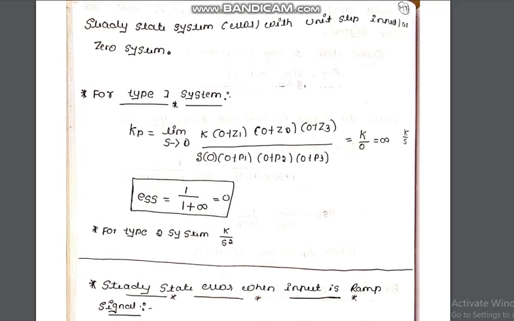So therefore, steady state error ESS for a type 1 system is 1 divided by 1 plus limit s tends to 0 of s into G(s)H(s), so it is infinity. So 1 divided by 1 plus Kp is 1 divided by infinity, which is 0. So ESS will be 0 for a type 1 system. For a type 2 system, it is K divided by s square.